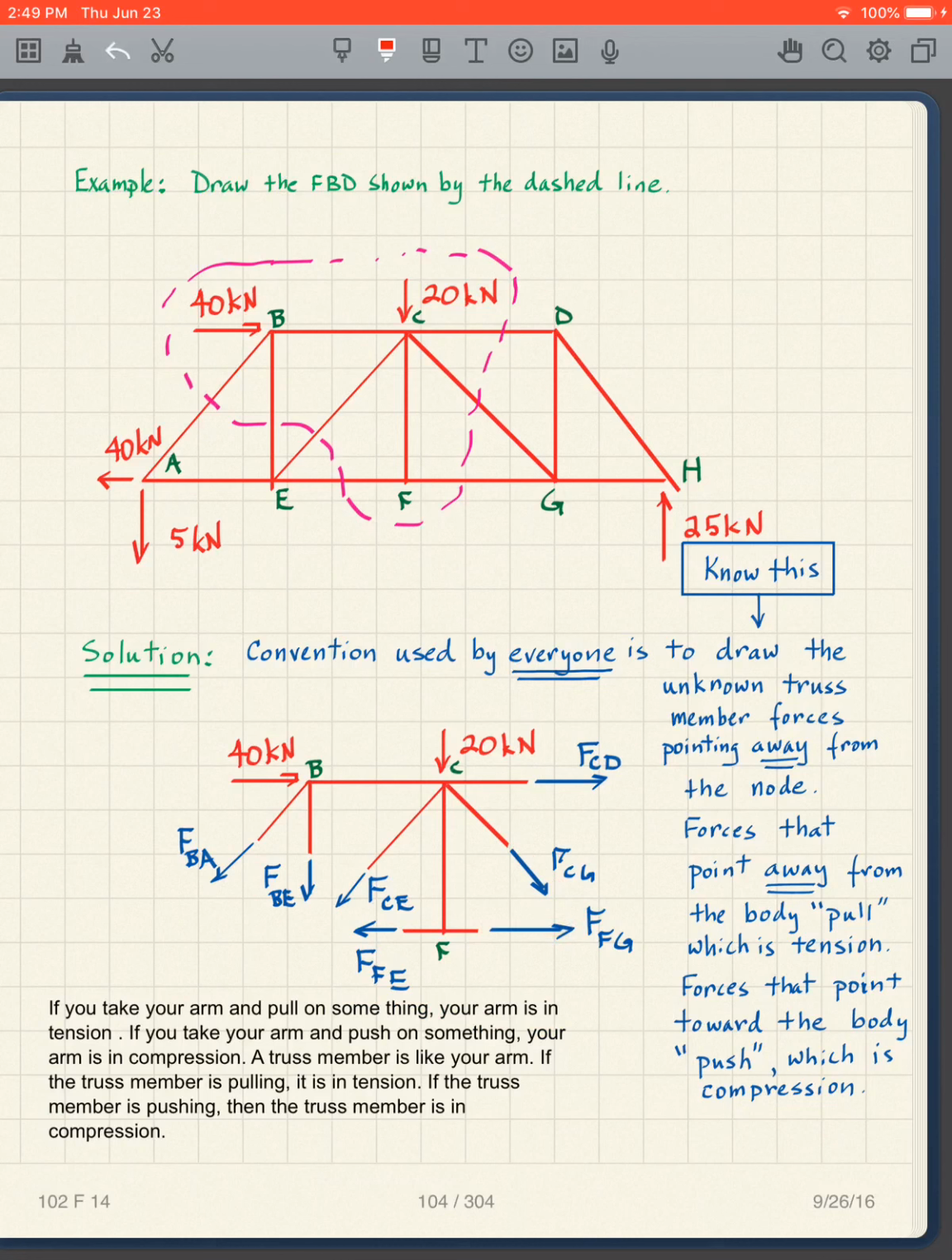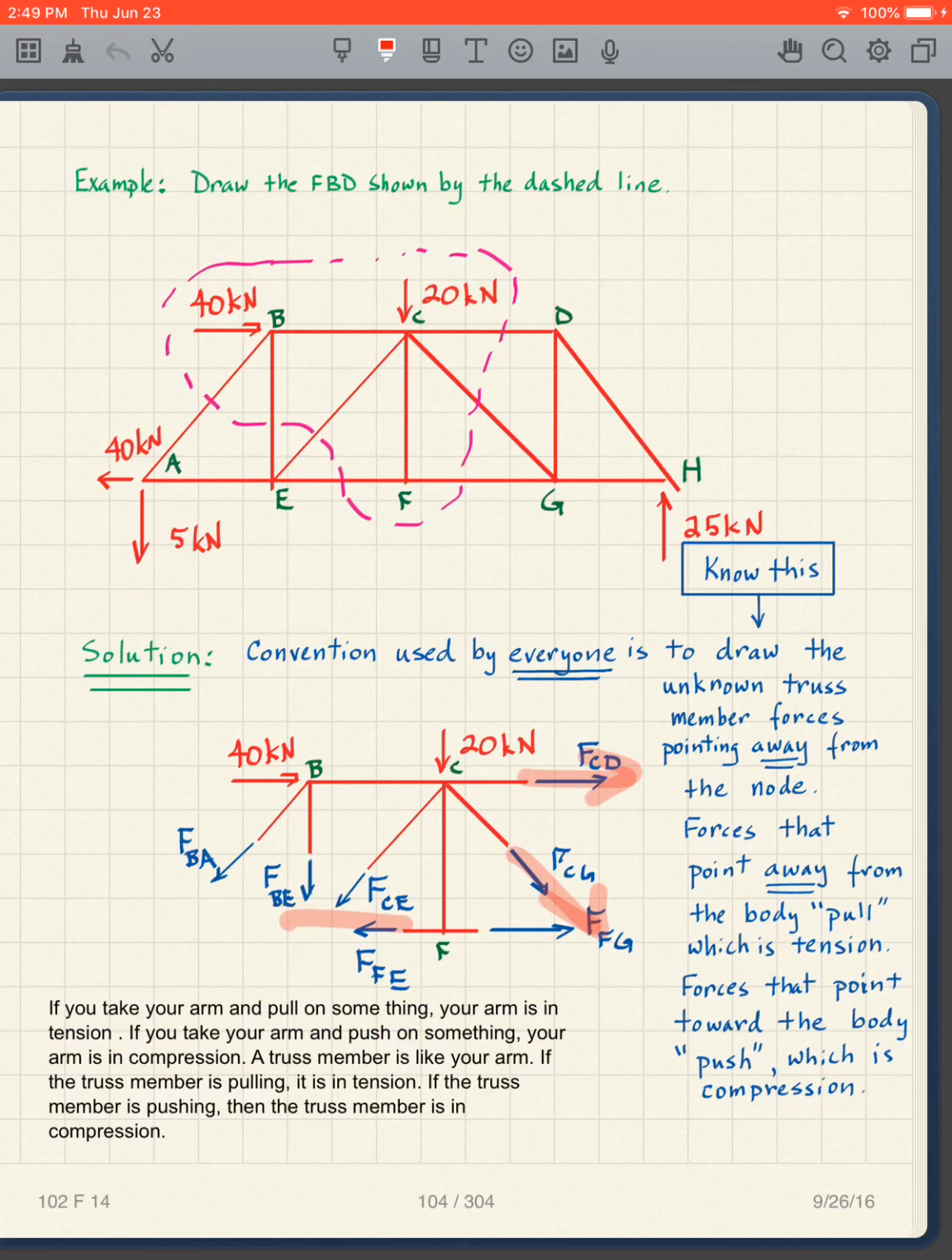So the way that you think of it is, if you take your arm and you pull on something, then you're going to see your arm is in tension. If I take and I pull on something, my arm is in tension. If I take my arm and push on something, then what happens? Well, my arm is in compression. So I'm going to show pulling away.